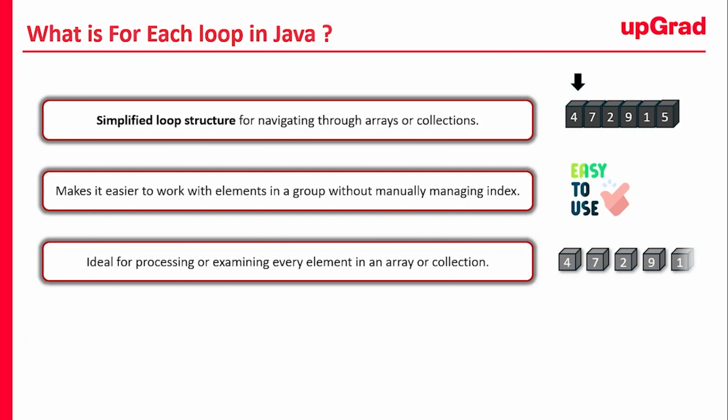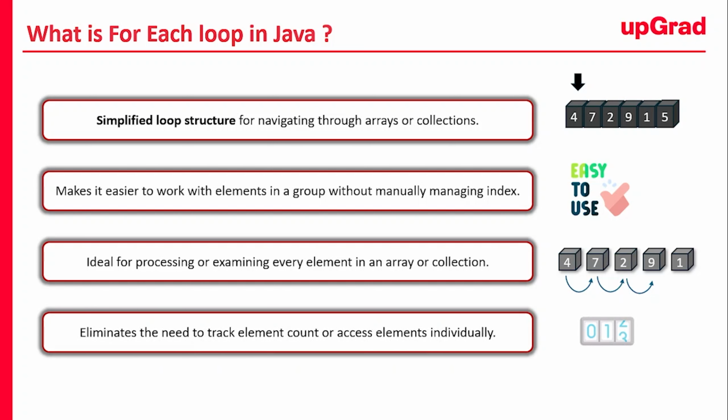So, when you are dealing with an array or a collection like a list of numbers or objects, and you need to process or examine each item, the for each loop is your go to solution. It essentially says, for each element in this group, perform an action. So, this eliminates the need to manually track how many items there are or where you are in the list.